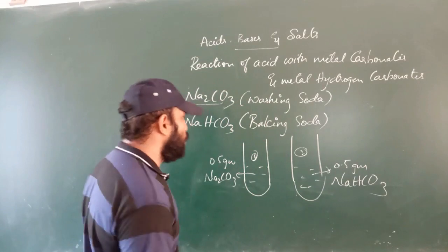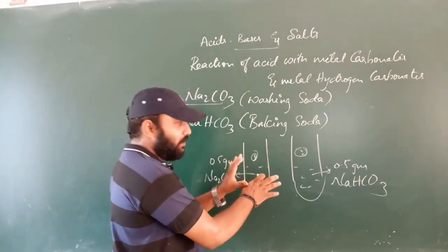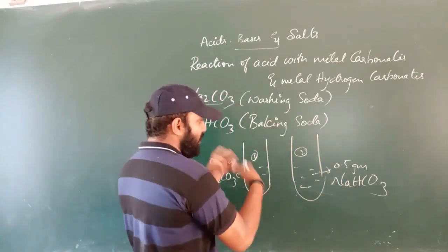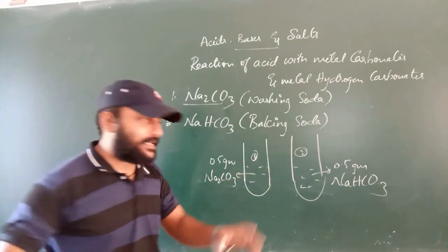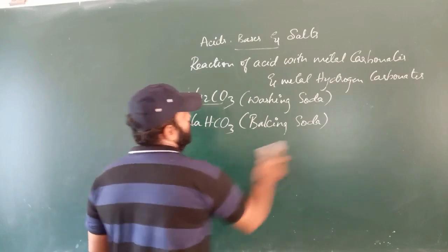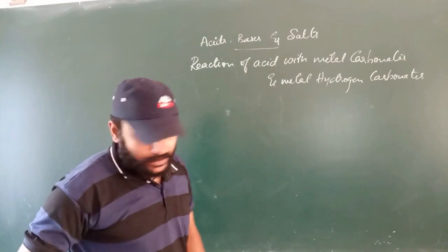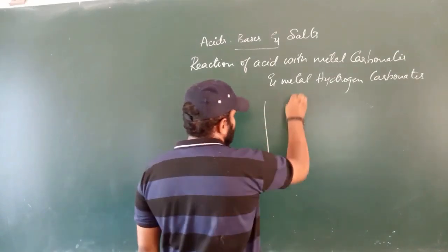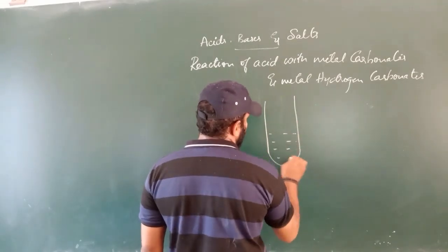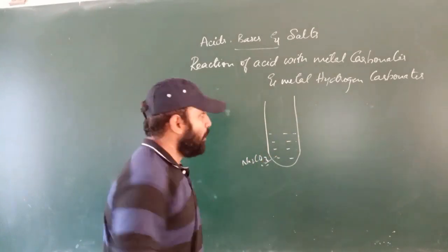Okay, now what I will do? Parallelly, I will be doing the same experiment with the sodium bicarbonate also. So for that purpose, to make it understood, first I will take test tube 1. So here, I have taken the test tube. Now what I have done? I have added 0.5 grams of sodium bicarbonate.